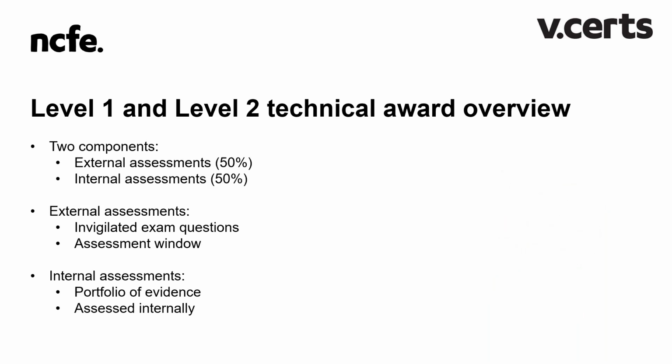The Level 1 and Level 2 Technical Award consists of 4 mandatory units. The external assessment contributes 50% and the internal assessment contributes 50% to the final qualification grade. The external assessments have invigilated exam papers and there is an assessment window during which the external assessment is to be completed, whereas the internal assessments or coursework involves generating a portfolio of evidence as internally assessed but externally quality assured.